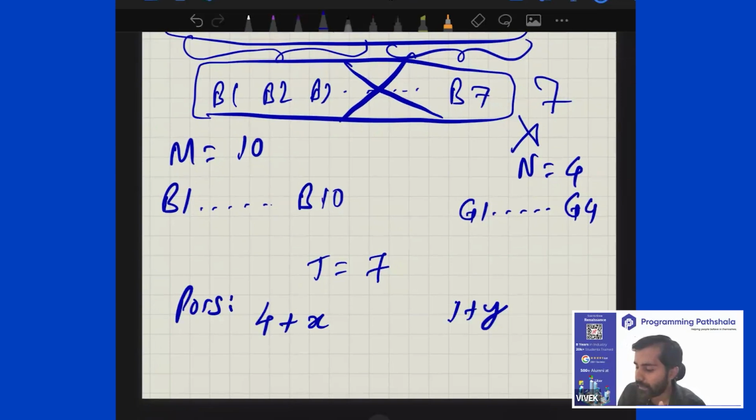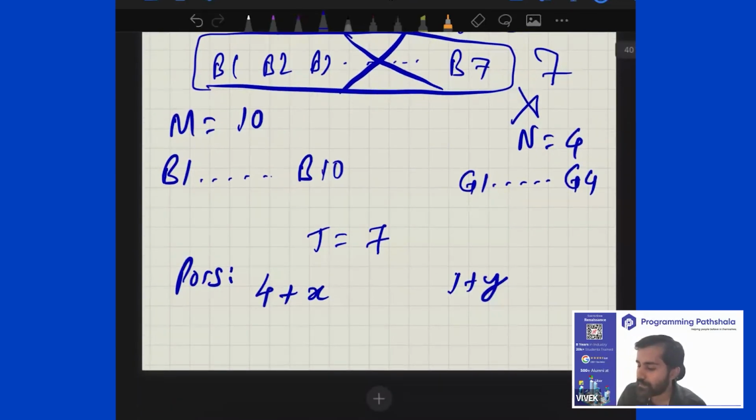So one way is that out of these 7 players, I go ahead with 4 boys. If I go ahead with 4 boys, how many girls do I need if the team size is 7? I need 3 girls, right? Another possibility is that instead of picking 4 boys, I pick 5 boys. If I pick 5 boys, how many girls do I need? 2 girls. The next possibility is I pick 6 boys. If I pick 6 boys, how many girls do I need?